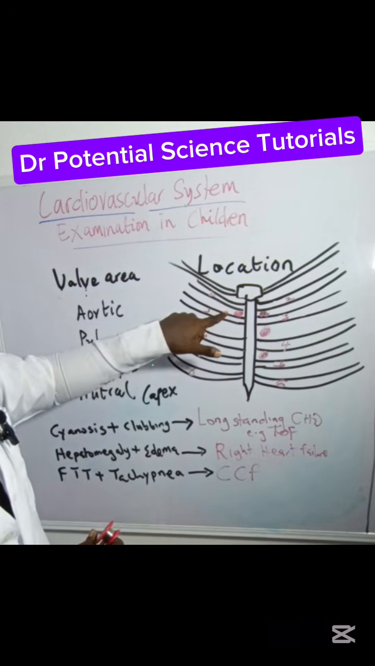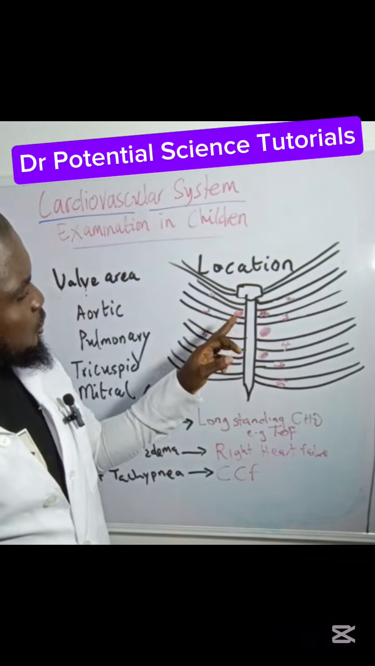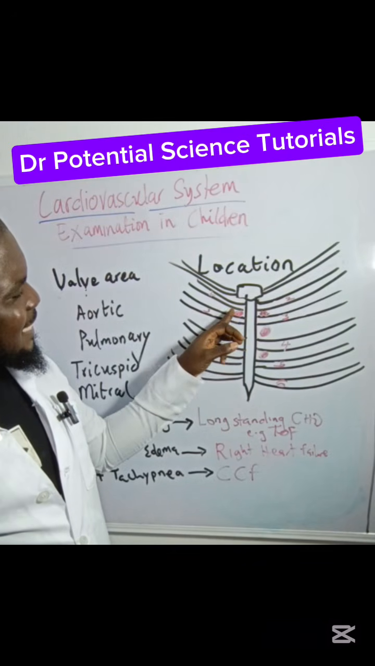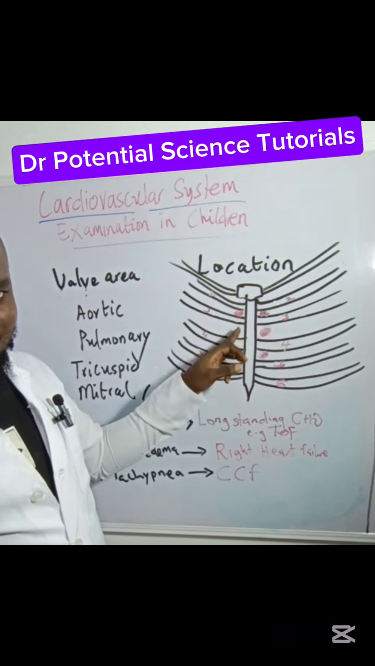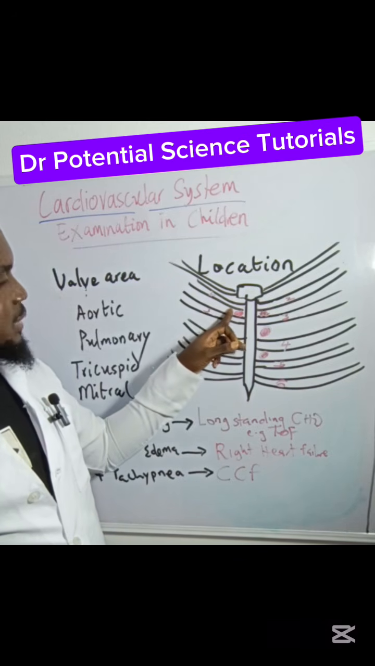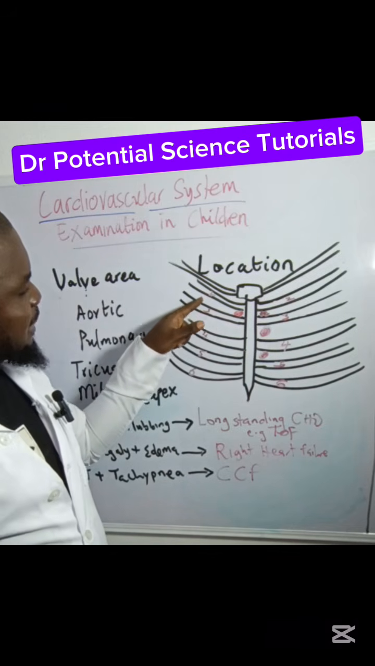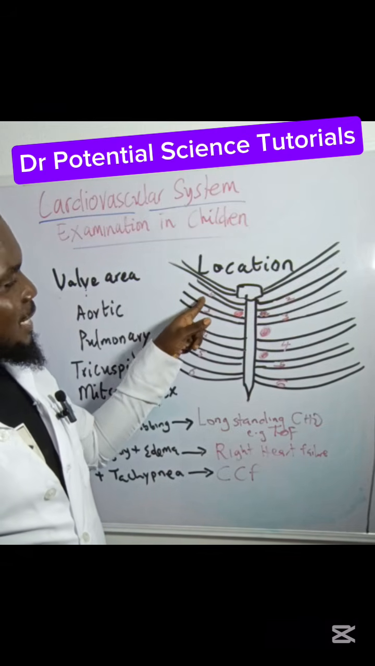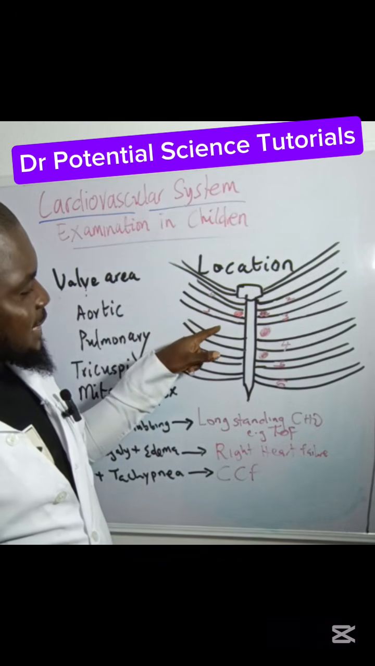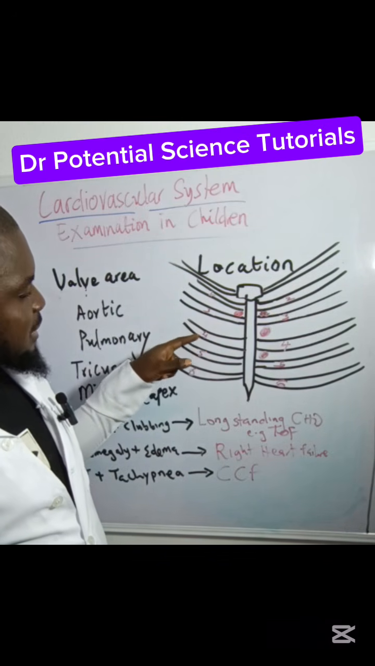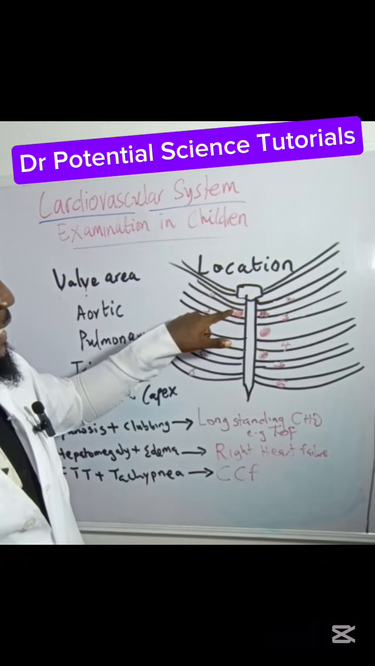The first one, this is how the chest is, right and left. So the right second intercostal space, just lateral to the sternum, is where you have the first one. That's the aortic. So the aortic is between the second rib and third rib. This space is called second intercostal space. The space between the third and the fourth is called third intercostal space. The one between the fourth and the fifth is called fourth intercostal space, and so on and so forth. So the first one, that's the aortic valve.